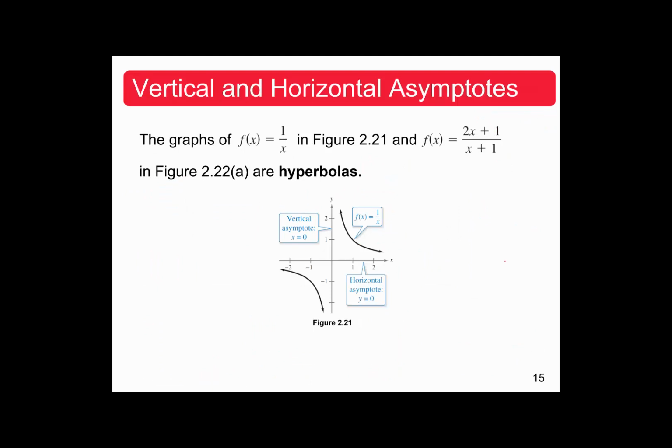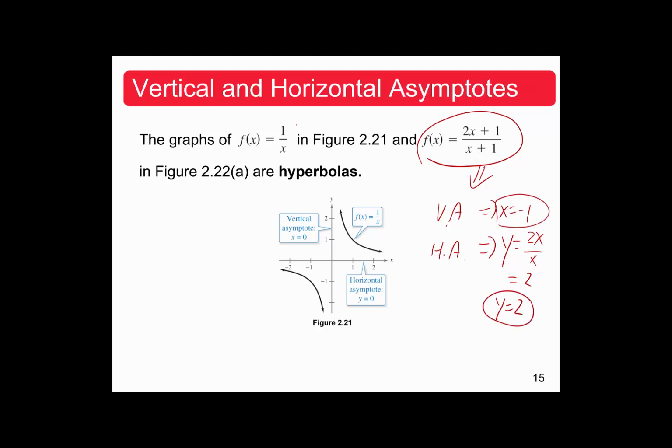And then if you look at this hyperbola, f of x equals 2x plus 1 over x plus 1, the vertical asymptote is x equals -1. For the horizontal asymptote, the easiest way to do it is just drop the constant, taking 2x over x, and you end up with 2. So y equals 2 is a horizontal asymptote.